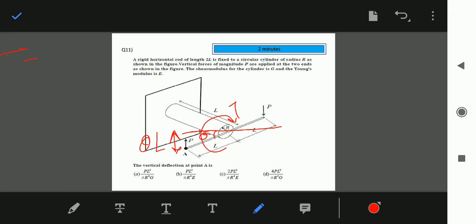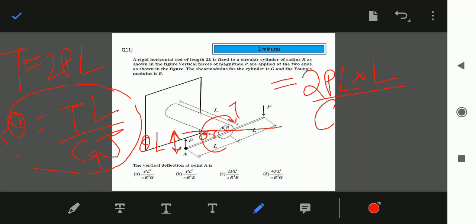So T equals 2PL, and we know that T by J equals G theta upon L. So theta equals TL upon GJ. This is the important formula you have to remember: theta equals TL upon GJ. So T you know is 2PL, L you know, G will be like that, and what will be J?